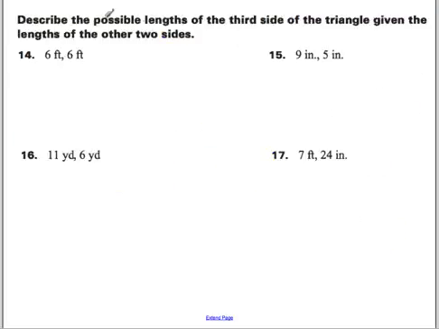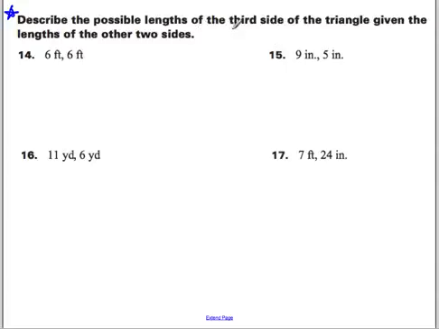These problems I think are really useful. I really like doing these. These are really kind of fun. Very simple concept here. I'm going to start with 15 because I think it makes more sense than 14. We'll go back to that. Here's your pattern. Describe the possible length of the third side of a triangle given the lengths of the other two sides.